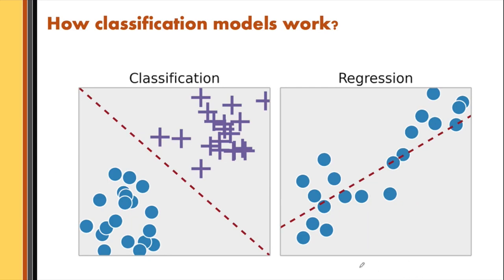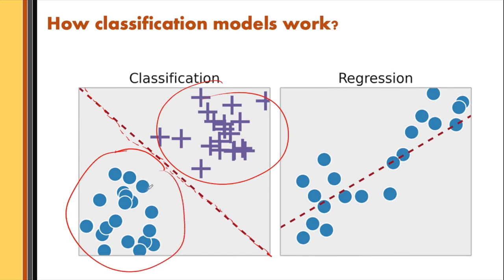How do classification models work? Unlike in linear regression, wherein we're trying to come up with a best fit line that predicts y, in classification modeling we're still trying to come up with a line or any curve, but not to predict y, but rather to classify, to separate, or to group y. In this case, we have two groups of y, let's say group A and group B.